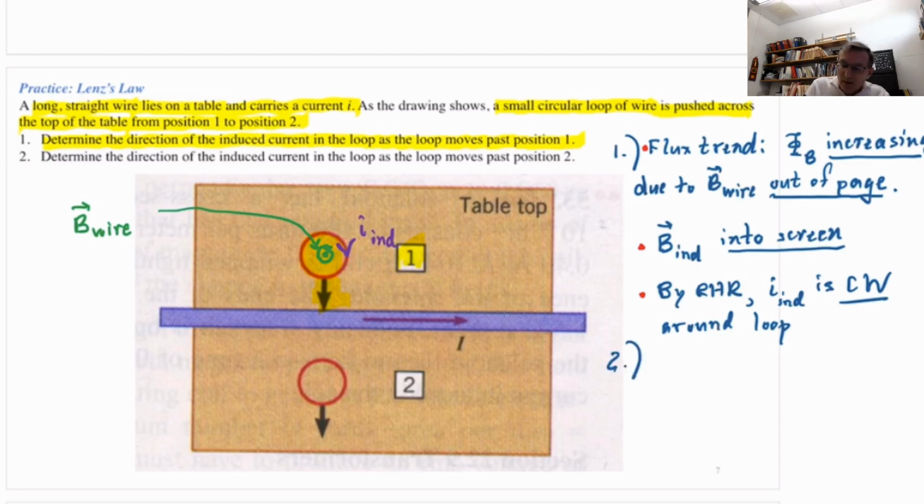Okay? Determine the direction of the induced current in the loop as the loop moves past position 2. So now the loop is below the wire as we view it from above and moving away. Please note it's moving away. Of course, there's its interior surface for the loop. So we need to first find the flux trend. I'd like you to try that first for yourself. Pause the video, and then come back when you have the flux trend, and we'll talk about it.